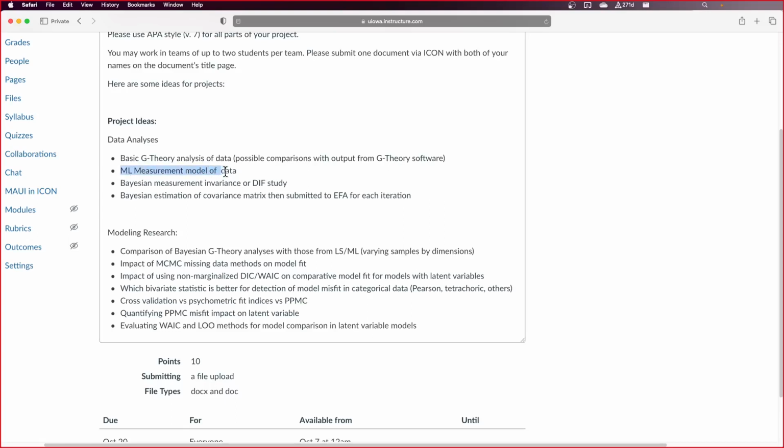Multi-level measurement models of data. I don't know that we're going to be able to cover that in this class, but we'll talk about that. You can do that. Measurement invariance or DIF studies: see if parameters vary by group, something like that. You could do that too.